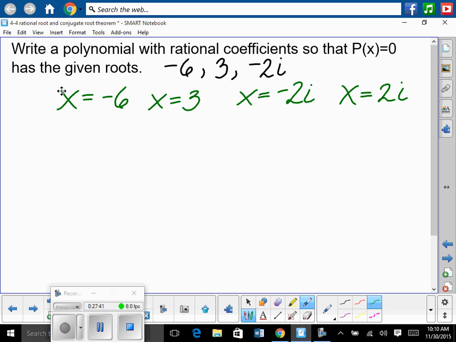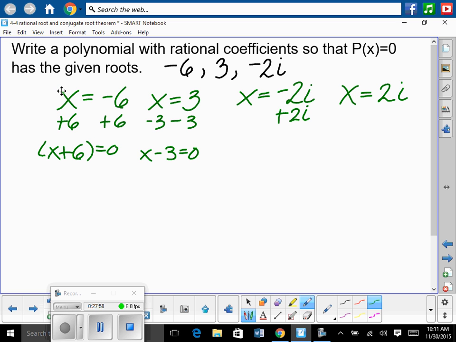These are our roots. So then we're working backwards to find the polynomials. Add 6, so we have x plus 6 is equal to 0. We subtract 3, so we have x minus 3 is equal to 0. We add 2i, so we have x plus 2i is equal to 0. And then we subtract 2i, so x minus 2i is equal to 0.